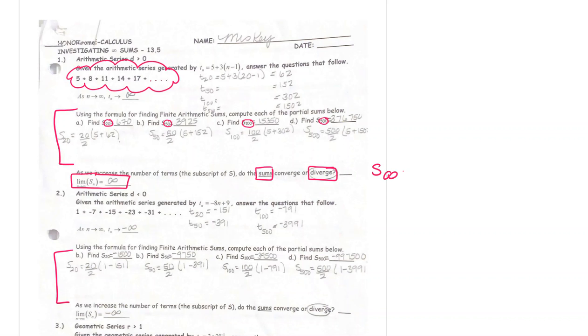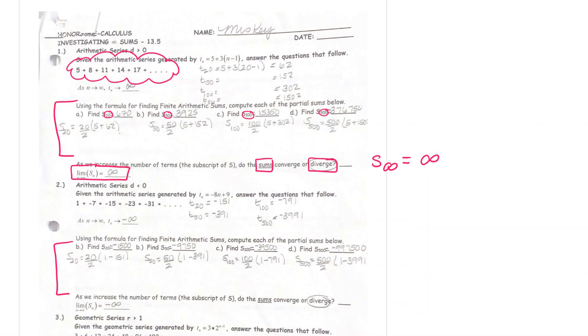Sometimes I write it like this, just S sub infinity equals infinity, because those numbers just keep getting bigger and bigger. Okay? If you look at example number 2 here, this is also arithmetic, but D in this case is negative. So you'll notice that these are going down by 8, down by 8, down by 8, down by 8. Here we are again, these are the partial sums. S sub 20 is negative 1500. If you add up the first 50 numbers, it's negative 9750. Add up the first 100, negative 39,500. And add up the first 500, and it just keeps getting more negative.